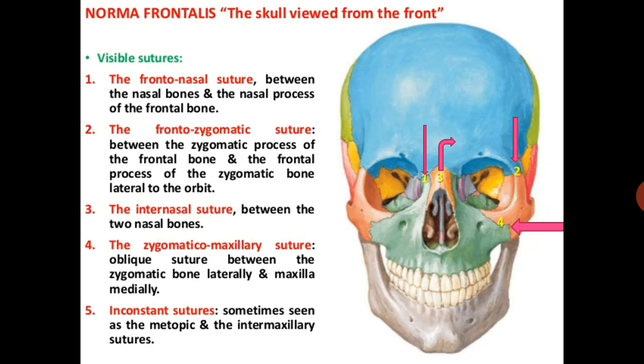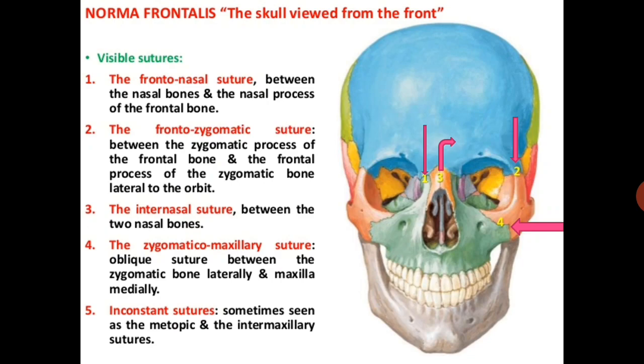The first arrow shows the frontonasal suture, which lies between the nasal bones and the nasal process of the frontal bone. The second arrow shows the frontozygomatic suture. It is present between the zygomatic process of the frontal bone and the frontal process of the zygomatic bone. It is located lateral to the orbit.